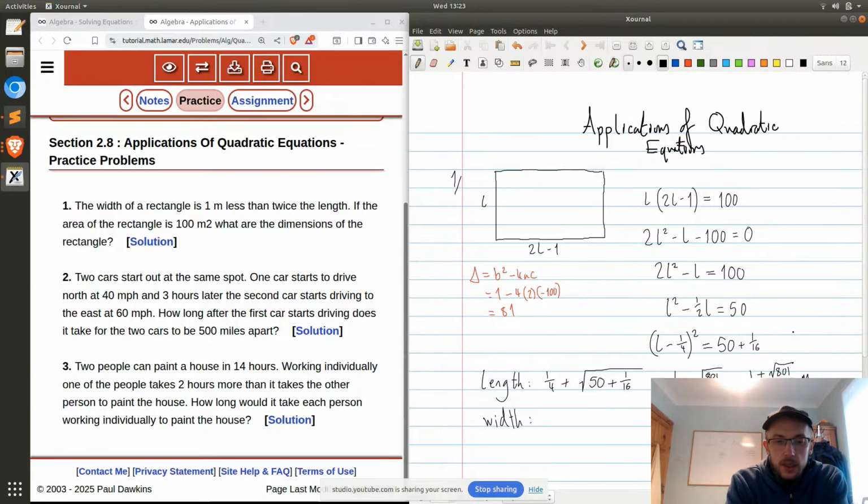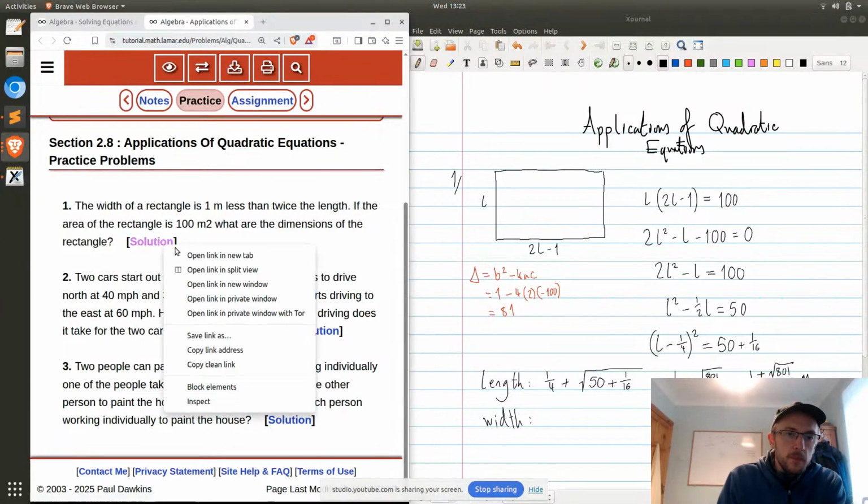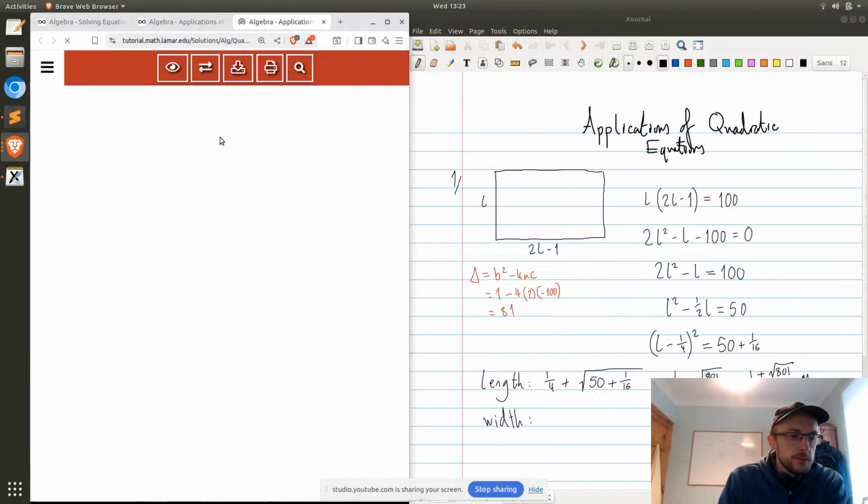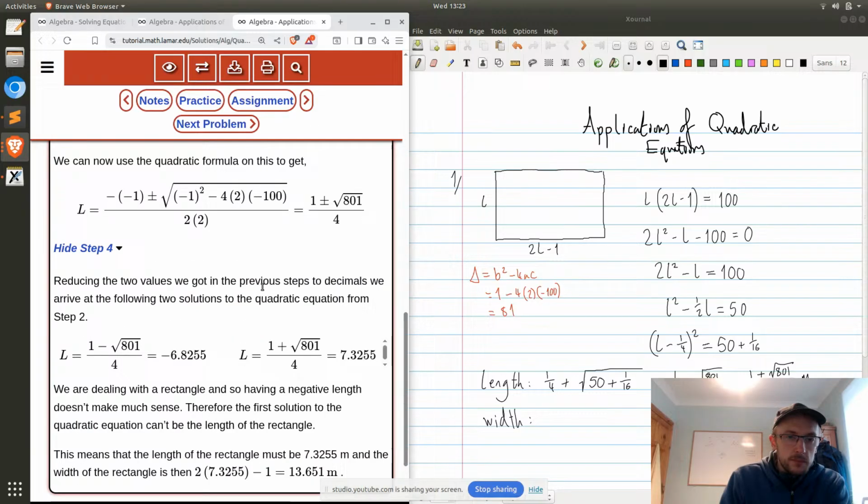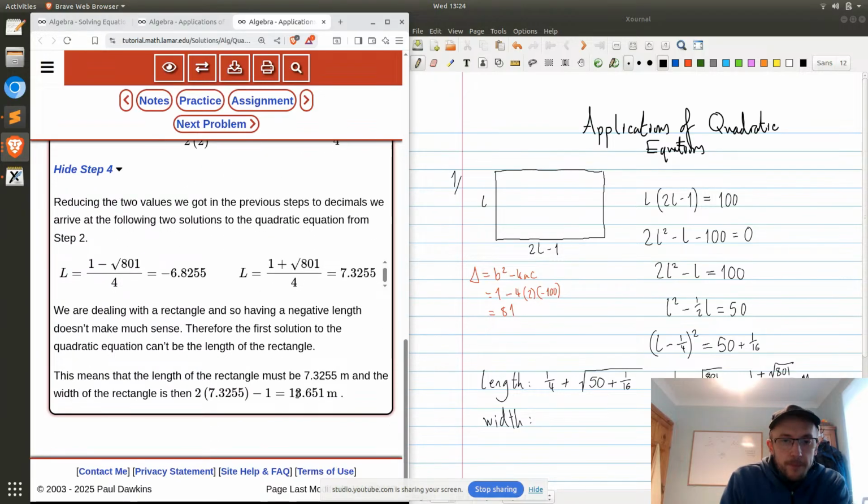Okay, and now to get the width. So we must double that and subtract 1. And we get 13.65. But we must check everything. That is correct. And that is correct to a reasonable degree.